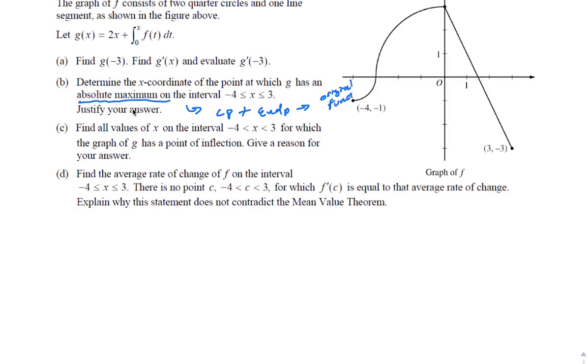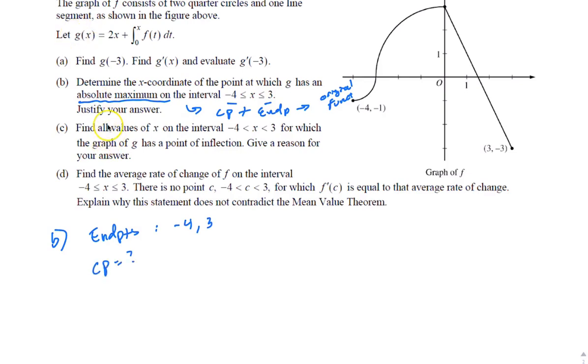Whatever the highest values are, that's the max, or the lowest values are the min. That's how we always find extreme values. It's an extreme values problem, right? So critical points plus endpoints, sub them into the original function. The original function in our case is this guy right here. So for B, let's first find, well, we have the endpoints already, which are negative 4 and 3, right? They gave it to us right there. Let's find the critical points.